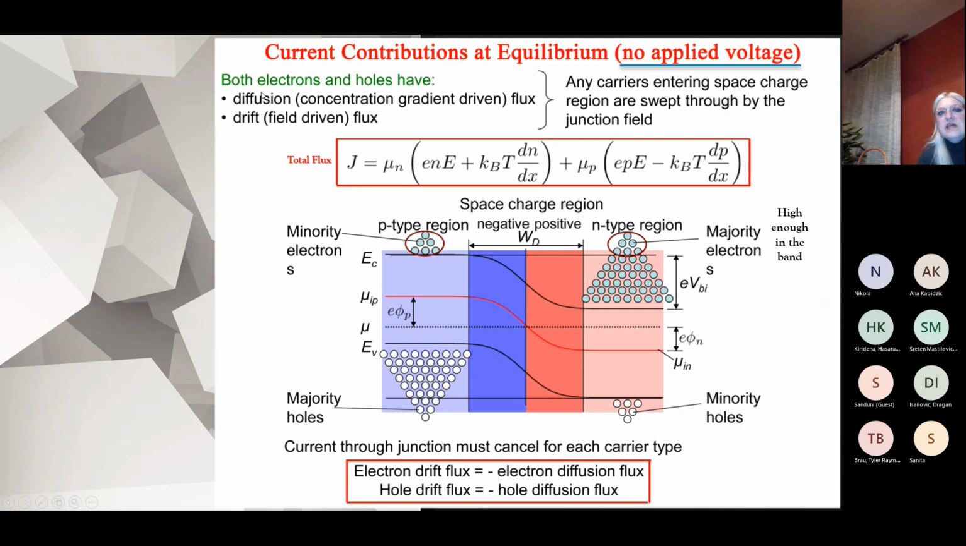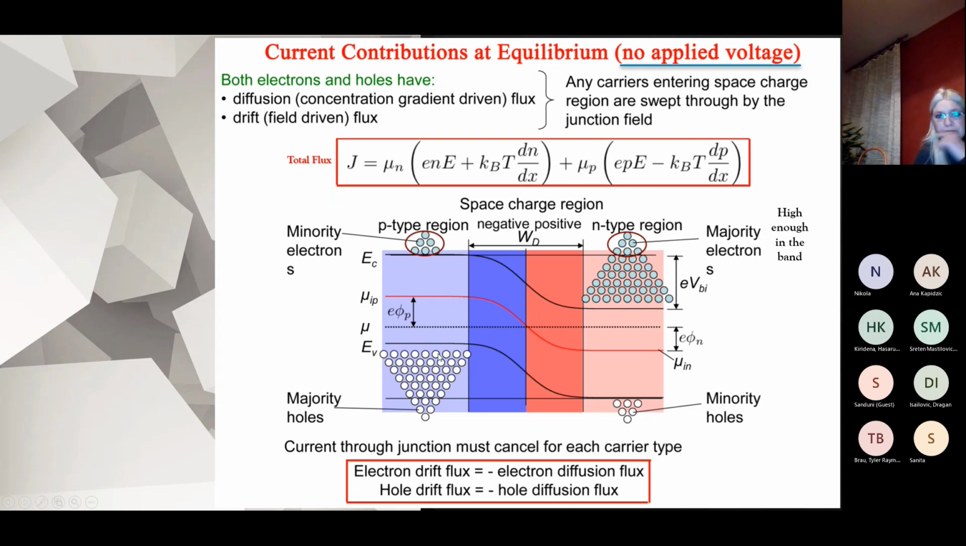At equilibrium, we said that both electrons and holes have a diffusion flux, or concentration gradient flux, and we also have a drift field flux. The total flux can of course be represented as the sum of the drift field flux and the diffusion flux, for the electrons and for the holes. We have here the drift field, and here the concentration gradient flux.